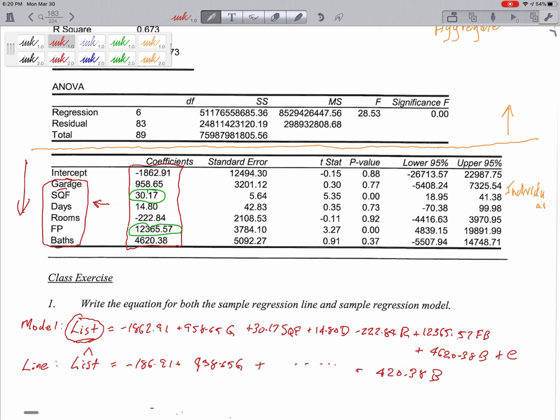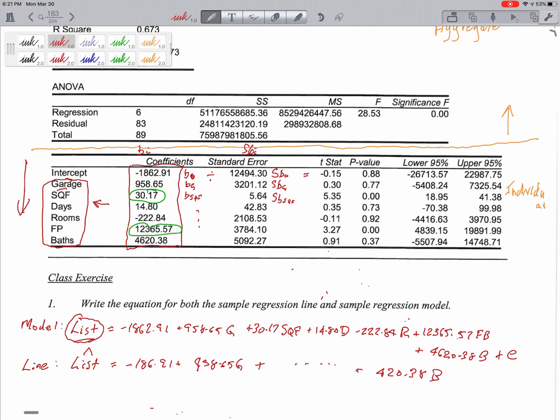Now, let me show you how you read this. This is also, again, talked about in the lab. These are your B's, B_i. So this is your B naught, your intercept. This is your B for garages. This is your B for square footage, and so on all the way down. These are your SBs. So this is your SB naught, which we calculated by hand in a simple linear regression. This is your SB for garages, your SB for square footage, and so on.